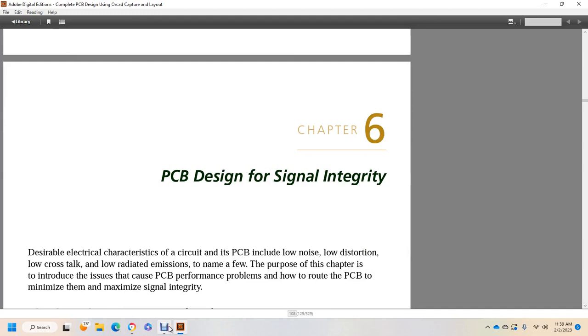Chapter 6, PCB Design for Signal Integrity. Complete PCB design using OrCAD Capture and Layout.